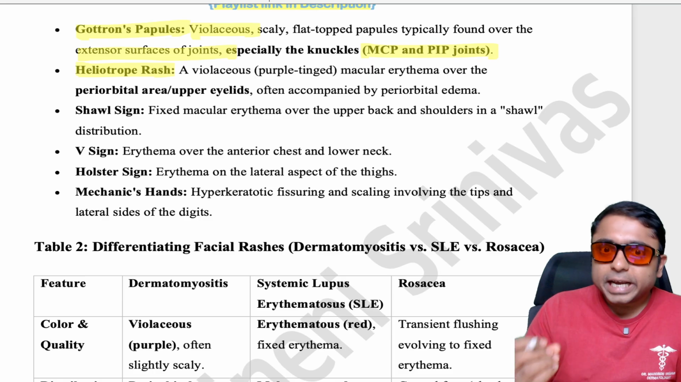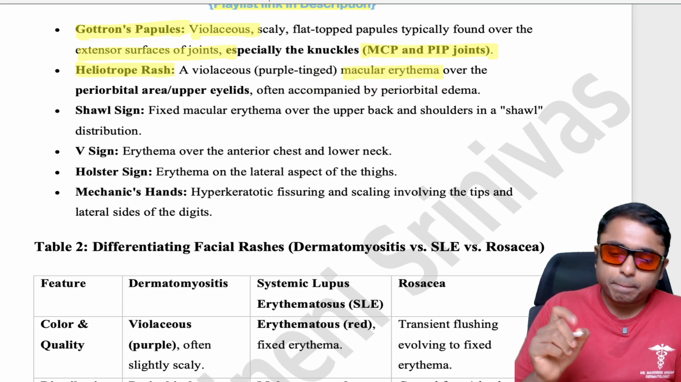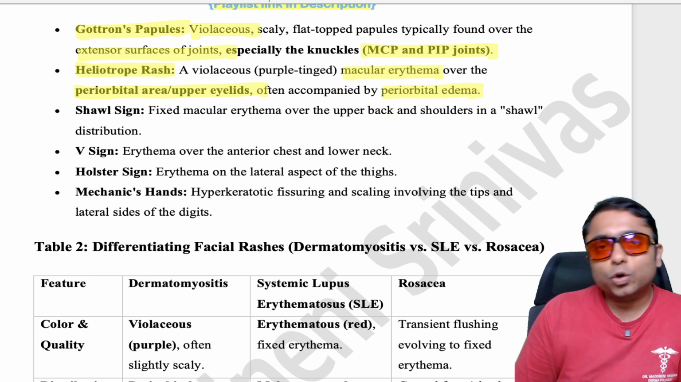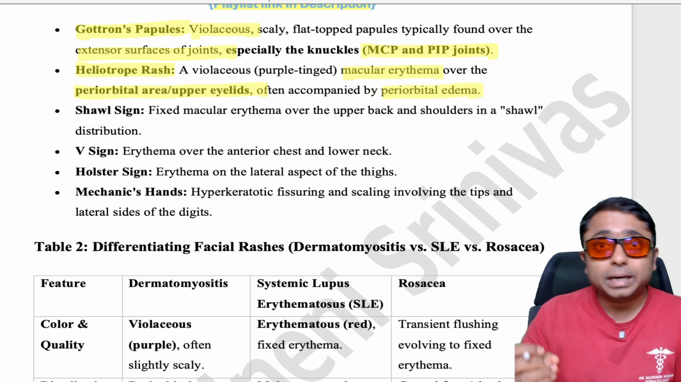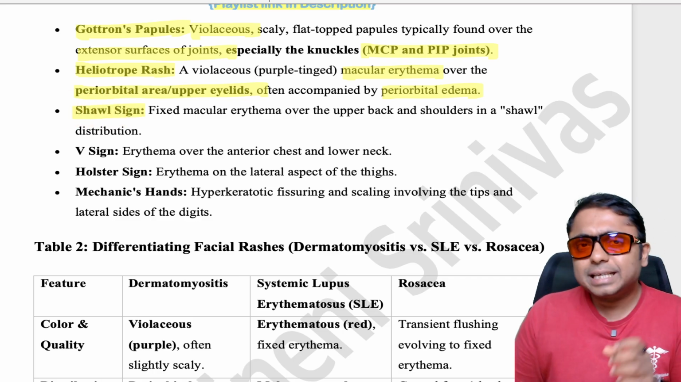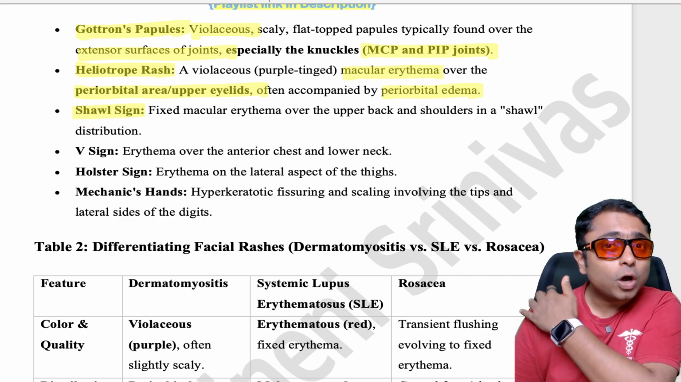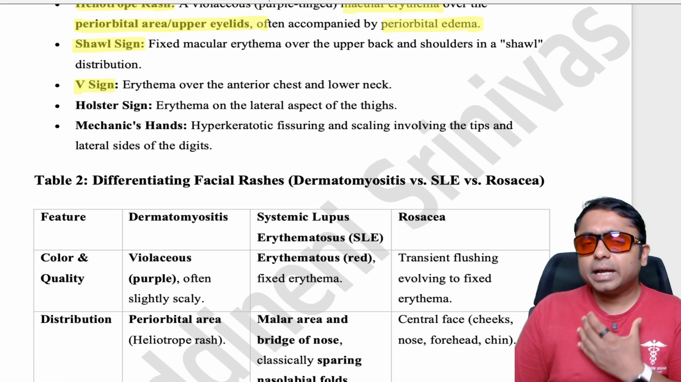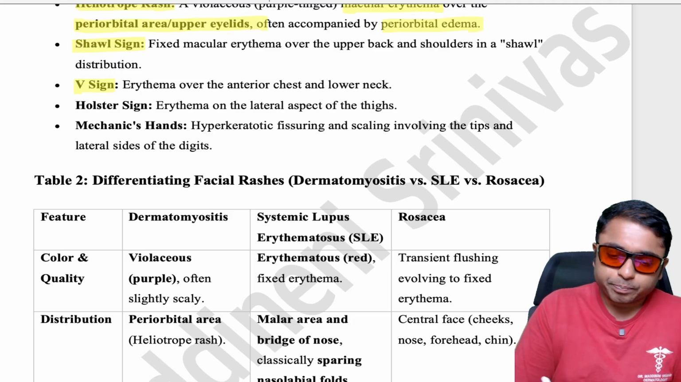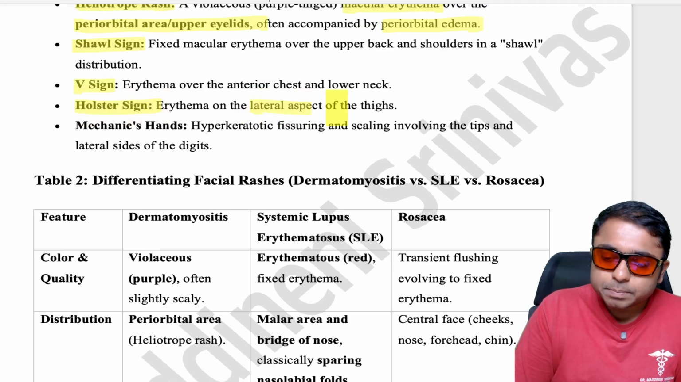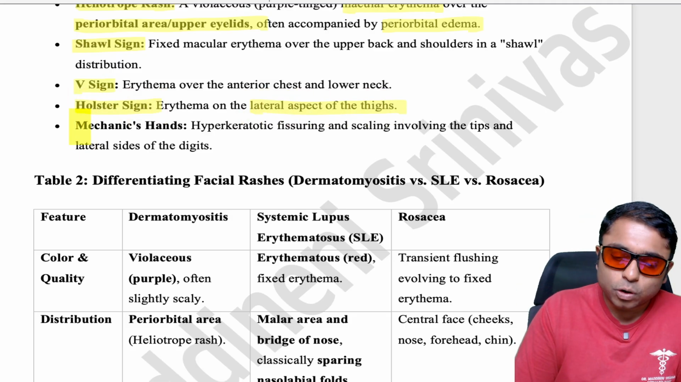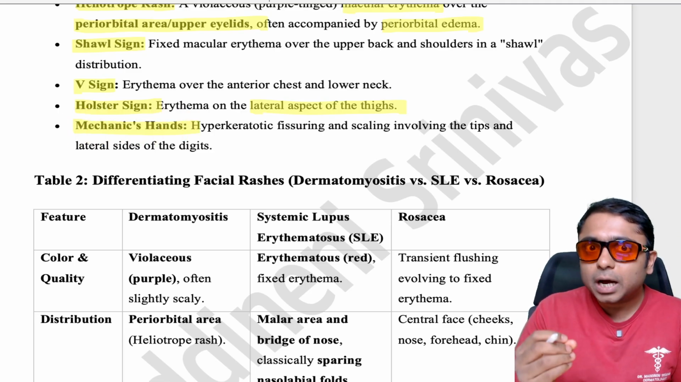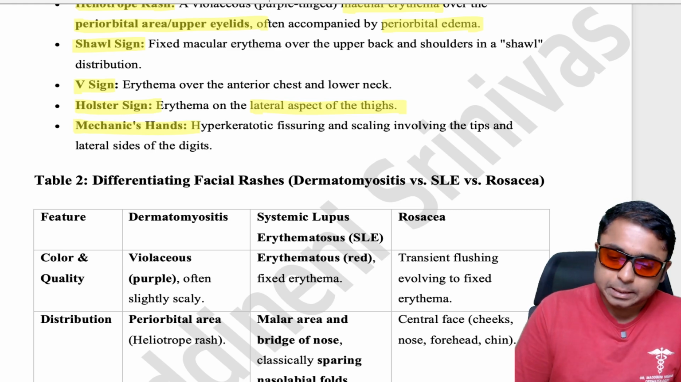Heliotrope rash, a violaceous, purple-tinged macular erythema of the periorbital area or the upper eyelids. This is what is called the heliotrope rash, and it could even be associated with periorbital edema also. Shawl sign, the same violaceous macular erythema, if it is present over the shawl area or the upper back, we call it a shawl sign. The erythema, if it is present over the photoexposed area, we call it V sign. Holster sign, the lateral aspect of the thigh having violaceous macular erythema, is called Holster sign, and these patients can have hyperkeratotic changes of the palms. It is called mechanic's hands.